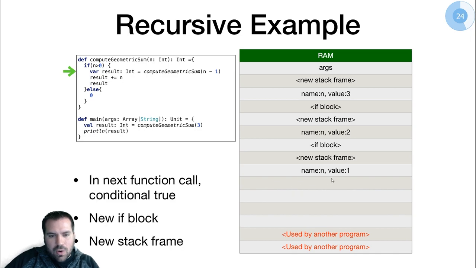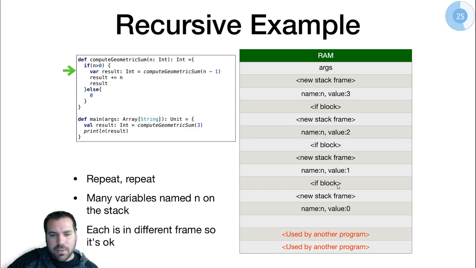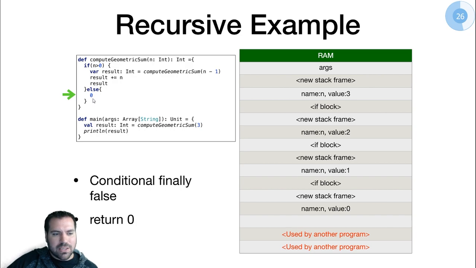When the value is 1, 1 is greater than 0. You can see how this is repeating. We put a new frame on the stack with 1 minus 1, 0. So we enter the if block, add a new frame to the stack, and n is 0. And now finally we get to do something different. n is 0. That's not strictly greater than 0. So we're going to hit the else. The else does nothing but return 0.